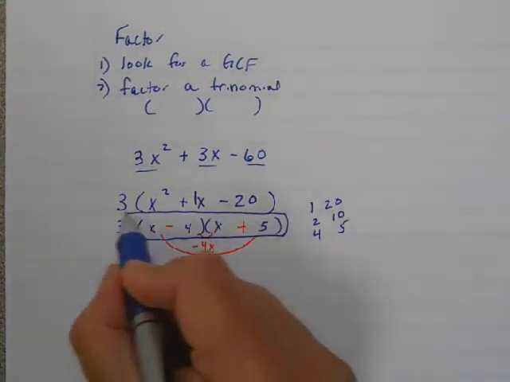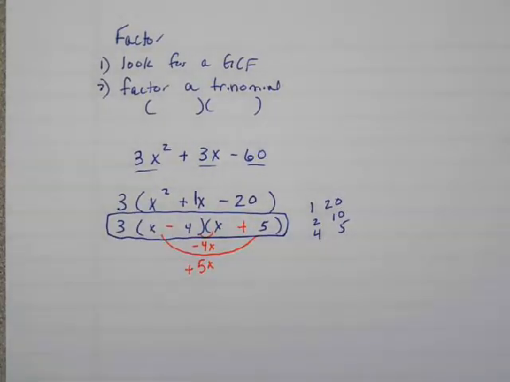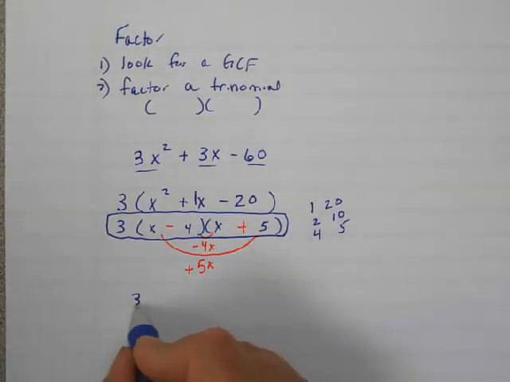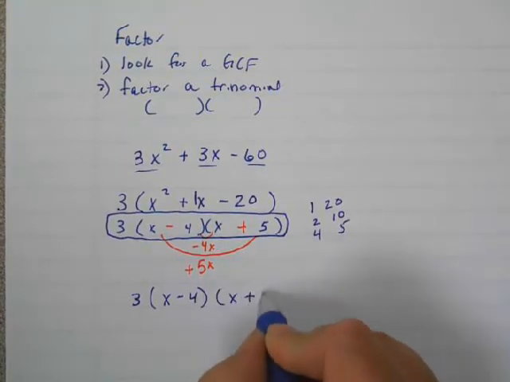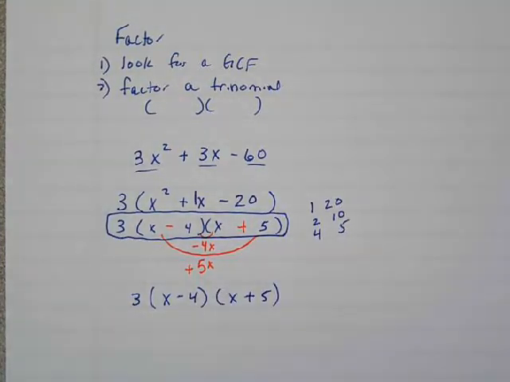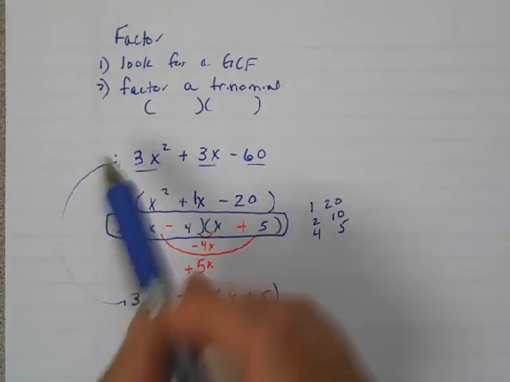When you're typing your answer in Delta Math, if there's a GCF from the start, you have to put the 3 on the outside, the x minus 4 on the inside, and then the x plus 5. You have to have all three terms, because when I multiply this together, it should give me what I started with.